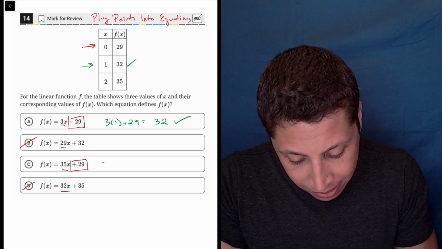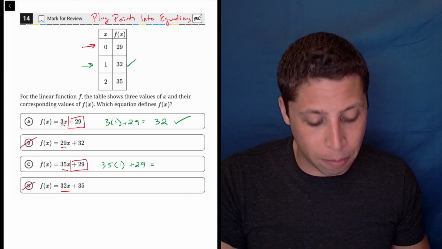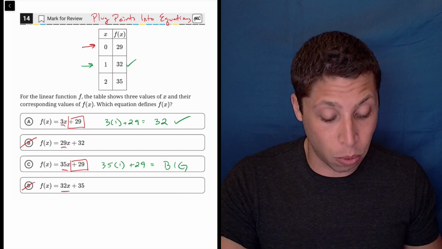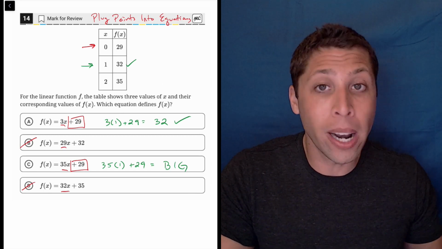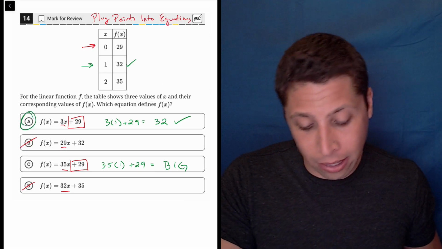If we do the same thing in C though, 35 times 1 plus 29, I don't even need to put that in my calculator to know that's a very big number. That's way bigger than 32. 35 plus 29, we're already above 32 just with a 35. So that's not going to work, and that's going to leave us with A.